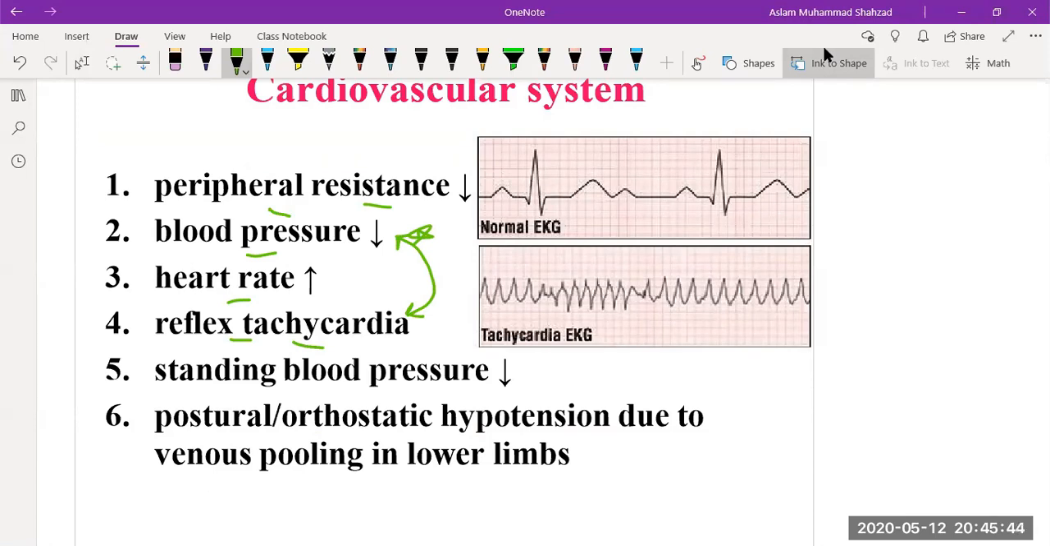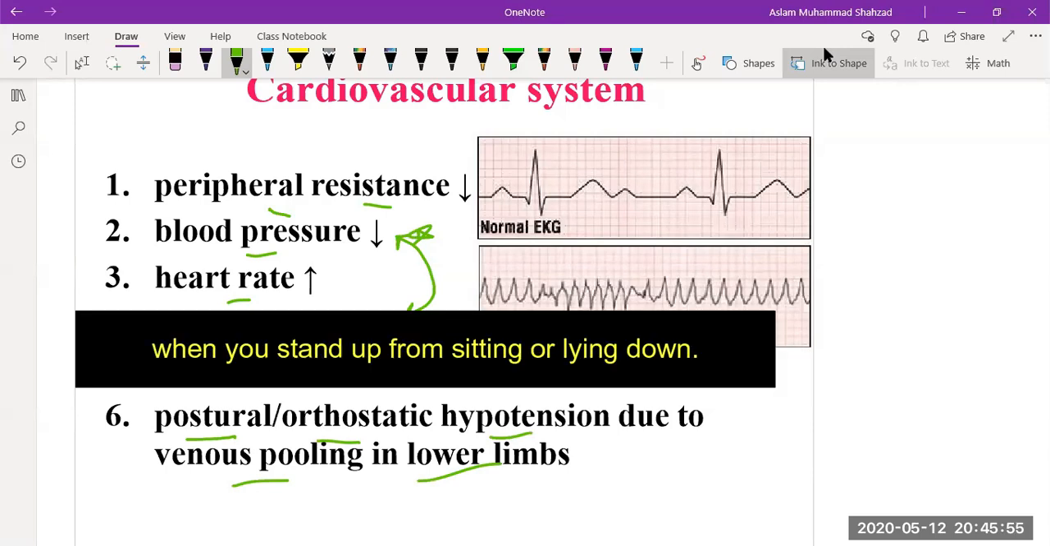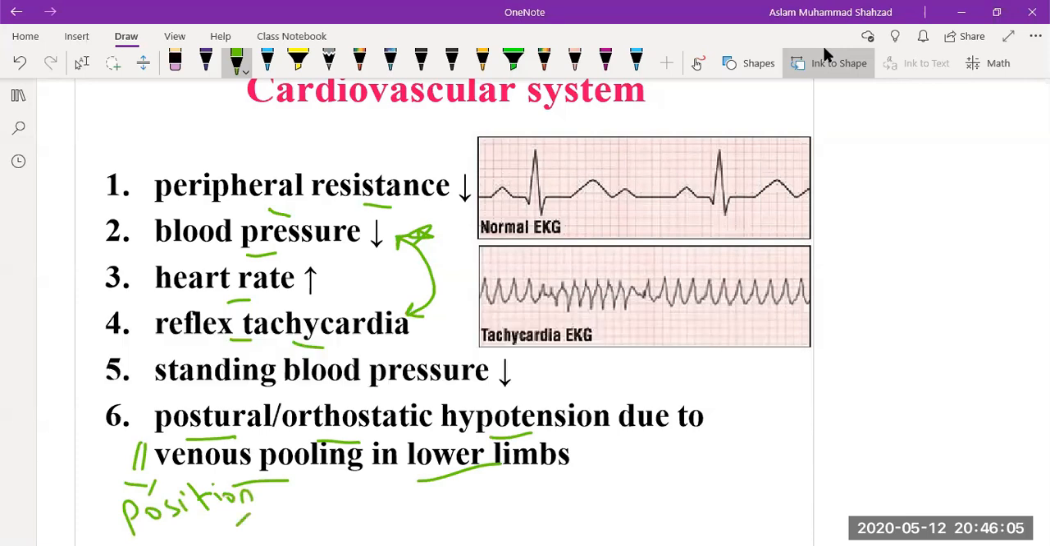Then also we have postural orthostatic hypotension due to the venous pooling in the lower limb. So what is meant by postural? Postural means position. This word comes from the meaning position. So in this case, the hypotension will occur because of the venous pooling in the lower limb.